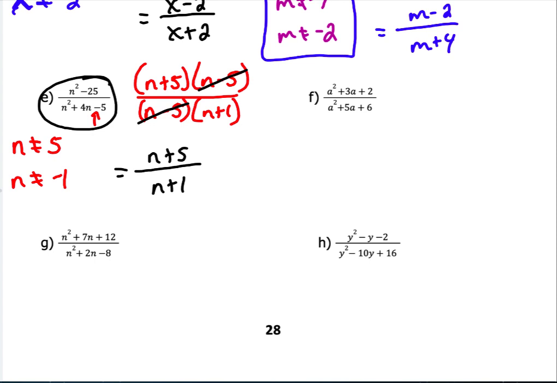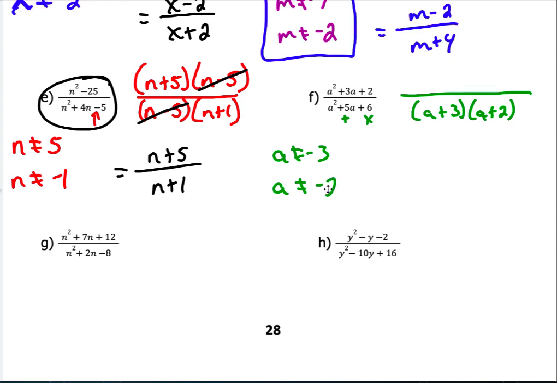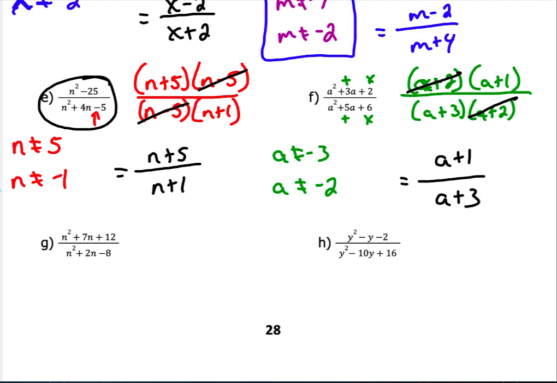Next one. So I have a squared plus 5a plus 6. So that's going to be a plus 3 and a plus 2, because it has to multiply to give me 6, but add to give me 5. That's going to give me excluded values of negative 3 and negative 2, because when I set those equal to 0, that's what I'm going to get. My numerator, again, it has to multiply to give me 2, but add to give me 3. So a plus 2 and a plus 1. Cancel out those common factors, and I'm left with a plus 1 divided by a plus 3.